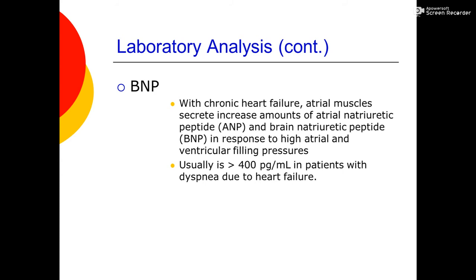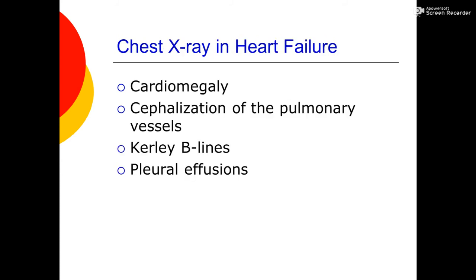So, laboratory analysis: BNP with chronic heart failure. BNP is a natriuretic peptide. With chronic heart failure, the atrial muscles secrete an increased amount of atrial natriuretic peptide, which is also called ANP, and brain natriuretic peptide, BNP, in response to high atrial and ventricular filling pressure. It is usually greater than 400 picograms per ml in a patient with dyspnea due to heart failure.